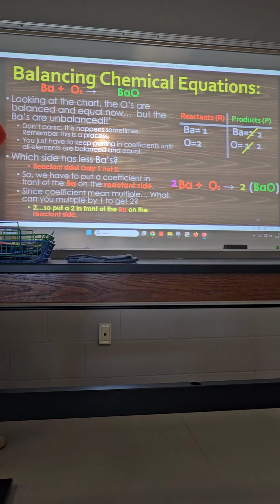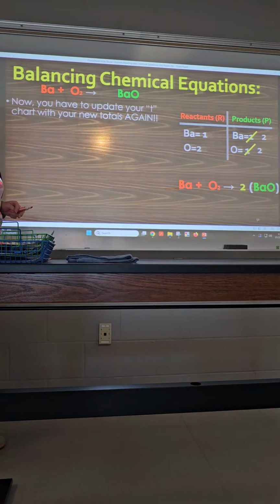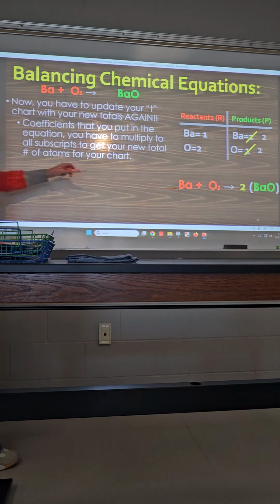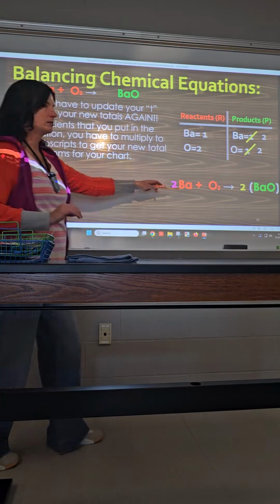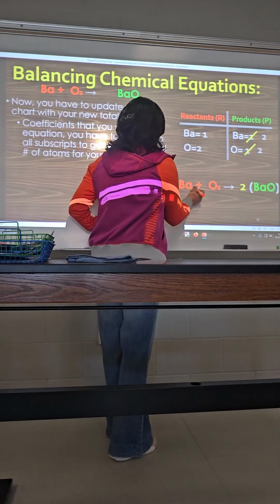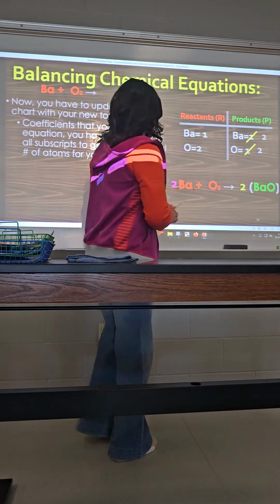And from there, we're going to go to slide 51 to update our chart again. All right, so with the coefficient of 2 in there, let's update this. The barium is really a subscript of 1.